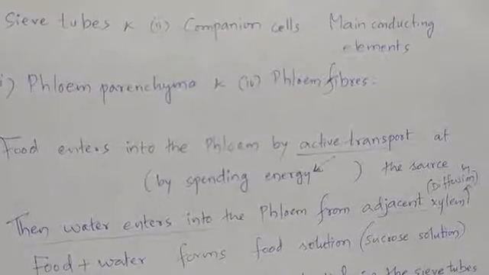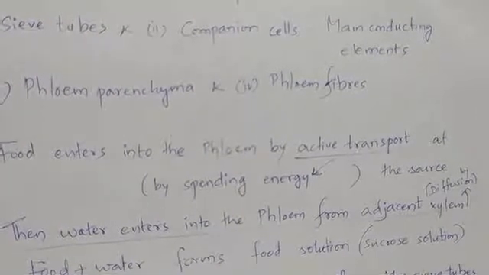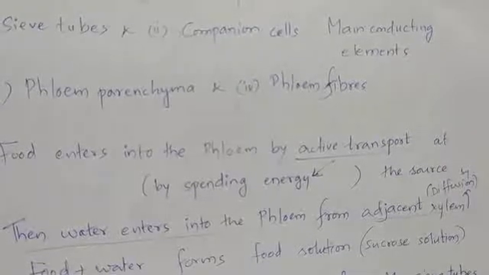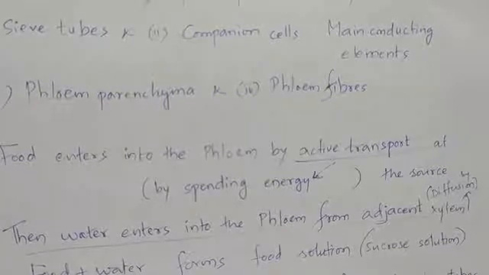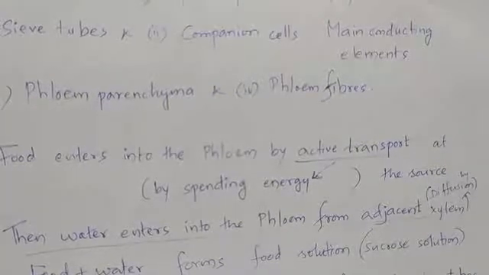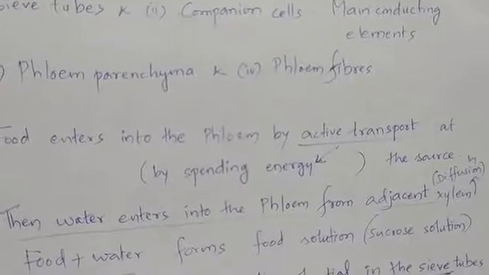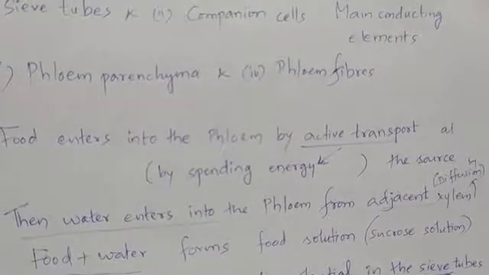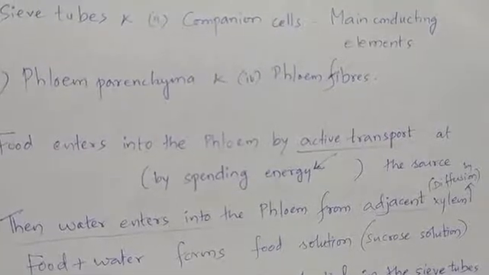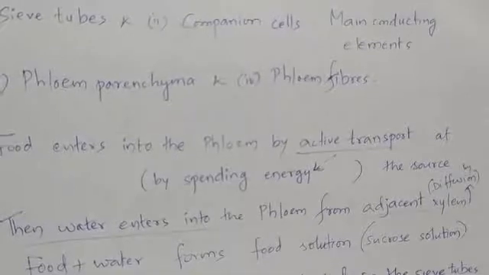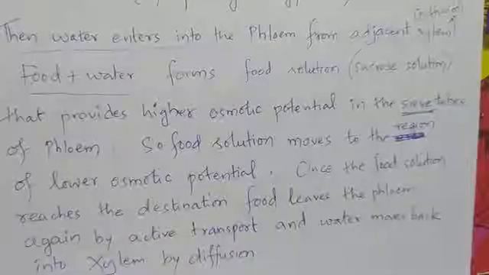So here food is entering into the phloem by active transport. Once the food enters into the phloem, then from the adjacent xylem, the water is entering into the phloem by what? Simple diffusion. So, food and water both form the food solution. Here, the transported form of food is sucrose. So, sucrose plus water forms sucrose solution.